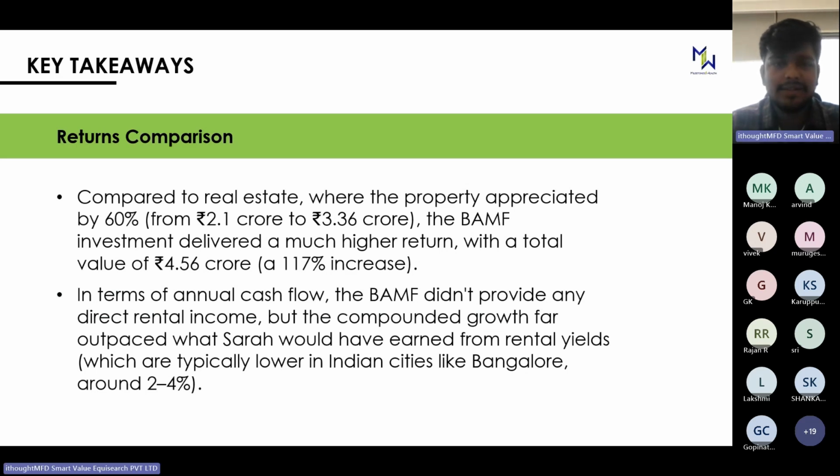So these are the returns comparison. On an 8-year period, obviously the returns made by equity are far superior to what the property value rose by when compared to equities. So the second point is on the dividends. Sorry, the rental yields.